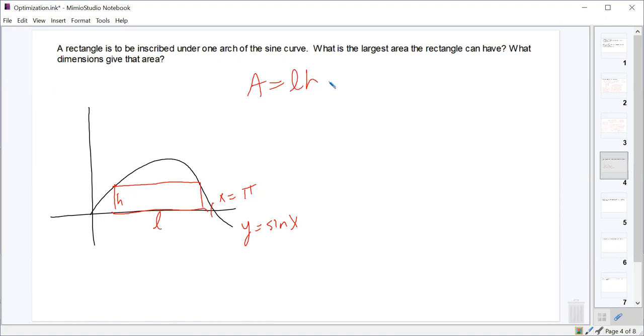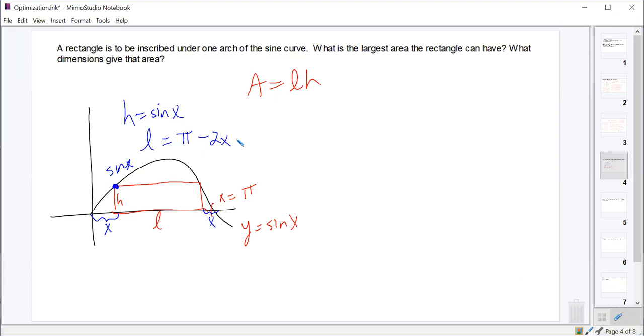Area is length times height, by writing it all in terms of x. And so x, remember, is always a distance from the origin going this direction. So this distance here we could call x, which would make this height here sine of x. So we'll say height is sine x. And if this is x, since sine curves are symmetric, even though mine doesn't look real symmetric, this would also be x. And that would tell me that the length ought to be pi minus 2x.